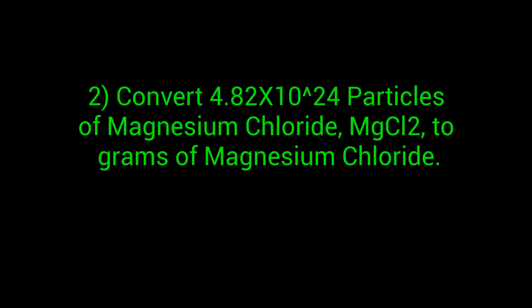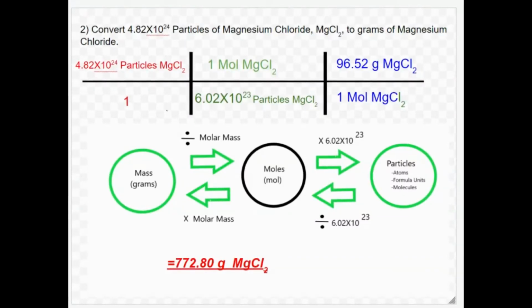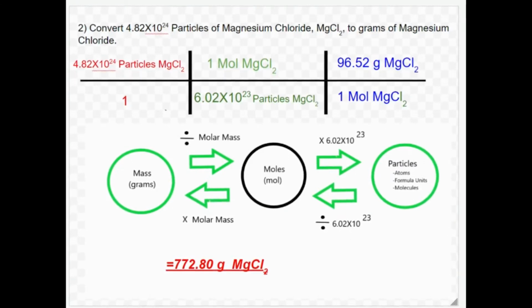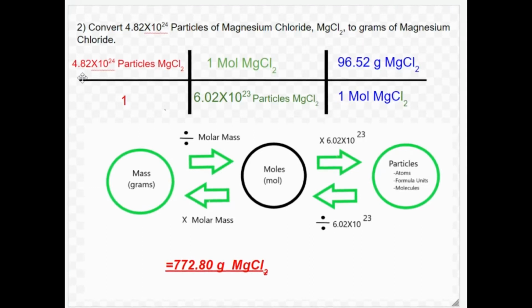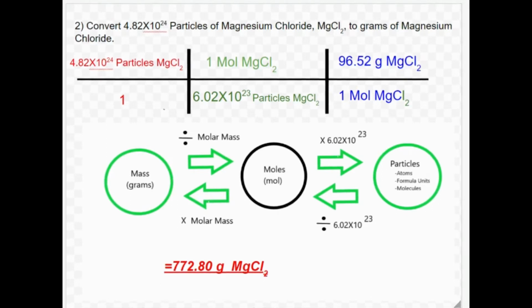Okay, in example number 2, you're going to convert 4.82 times 10 to the 24th particles of magnesium chloride to grams of magnesium chloride. Pause the video, try the problem out, and then continue with the video and see how you did. Okay, in this next example, we're converting 4.82 times 10 to the 24th particles of magnesium chloride to grams of magnesium chloride.